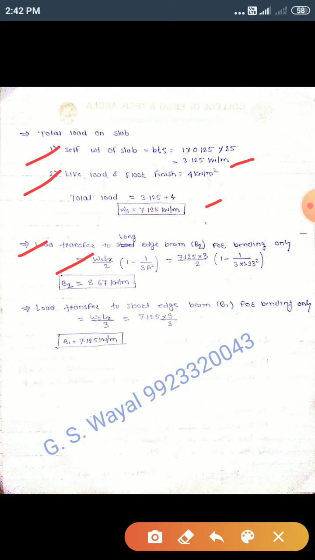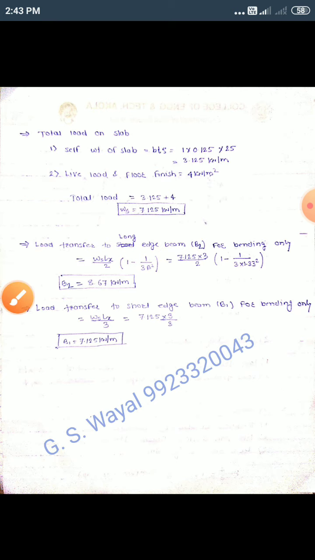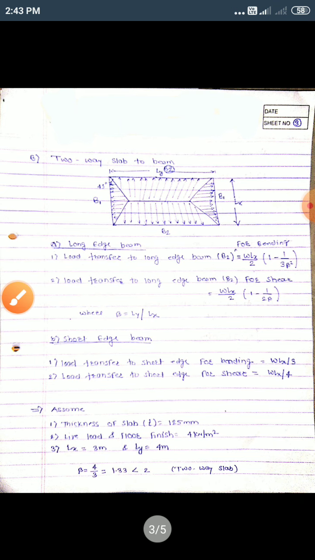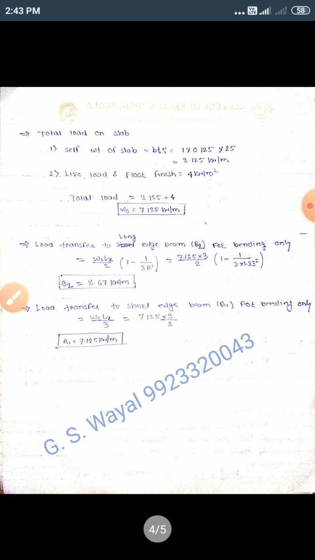We know the formula WLx by 2 into (1 minus 1 divided by 3 beta square), where W is 7.125, Lx is 3, divided by 2 into (1 minus 1 divided by 3 beta square), where we have calculated beta as 1.33, so put the value 1.33 square. So you will get the value of load coming on the B2 beam from the two-way slab.